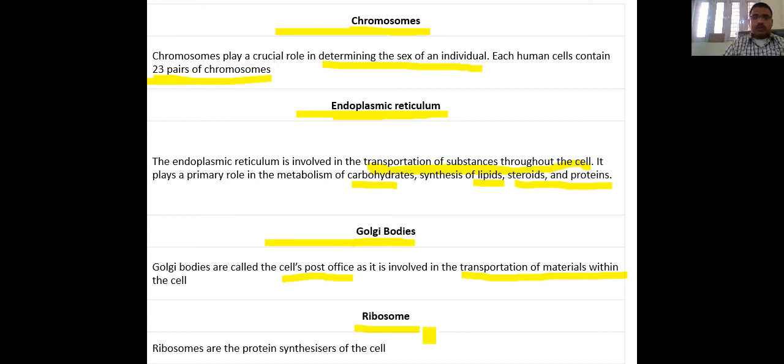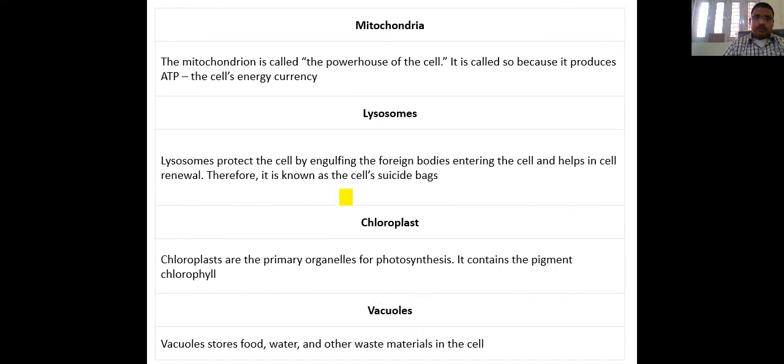Now, the mitochondria is known as the powerhouse of the cell. It is so called because it produces ATP, adenosine triphosphate, the cell's energy currency. It basically provides the energy to the cells, and that is what ATP is. ATP is basically produced in the powerhouse of the cell, and that is the mitochondria.